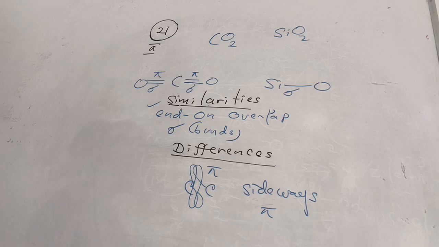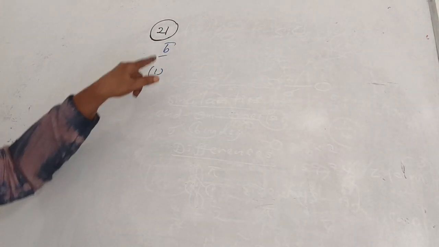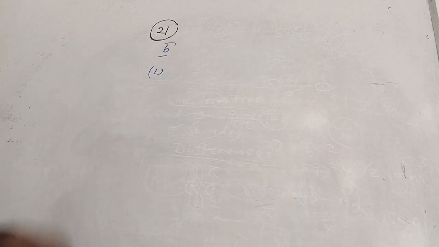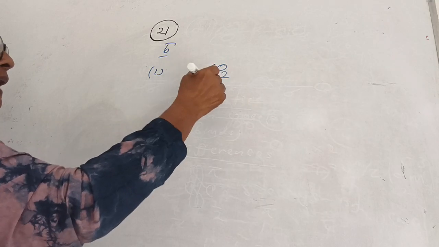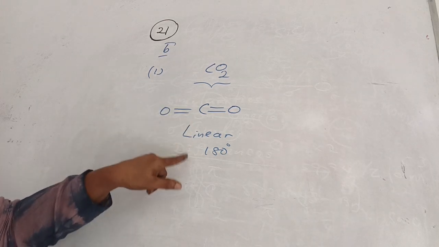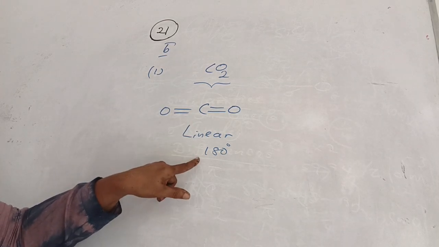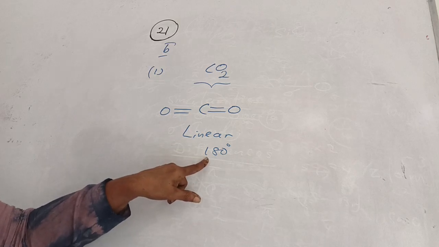Moving on to the B part of the question. Question 21 B. First, how the shape of the carbon dioxide molecule affects its physical properties. The first part of the question asks to explain the shape of the carbon dioxide molecule, and it gives you 3 marks. The shape of carbon dioxide is linear, with a 180 degree bond angle. This is not necessary as it is not asked.